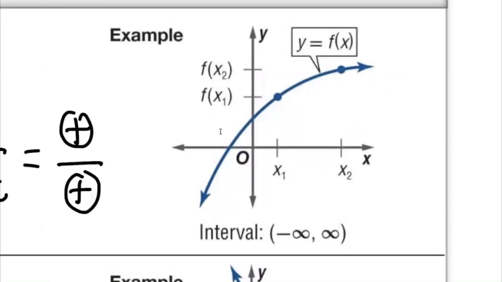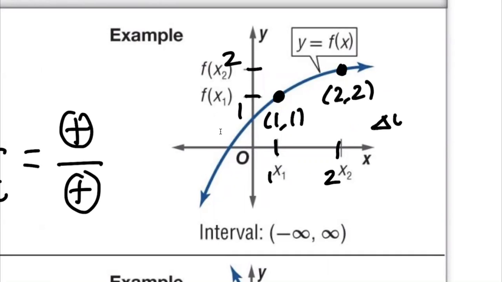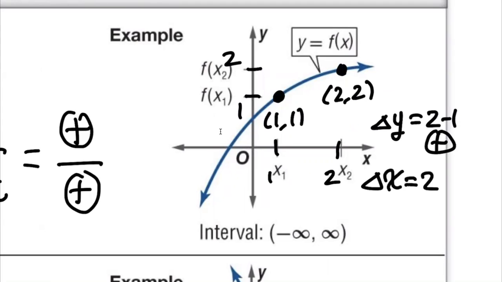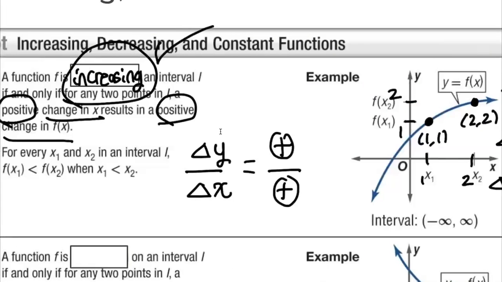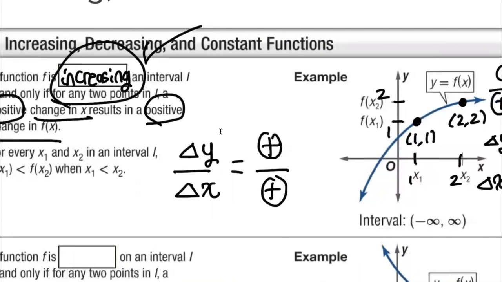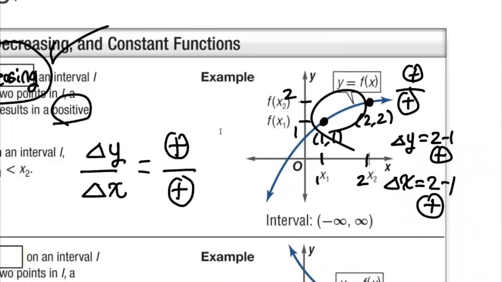For instance, if you take a look at these 2 points, let's say this is 1 and this is 2, and let's say this is 1 and this is 2, okay? And this is 1, comma 1, this is 2, comma 2, right? What is change in y? Change in y is 2 minus 1. It is positive. What is change in x? 2 minus 1. Also positive, right? Because it's positive over positive, this is called an increasing function because it's increasing in this interval, okay?